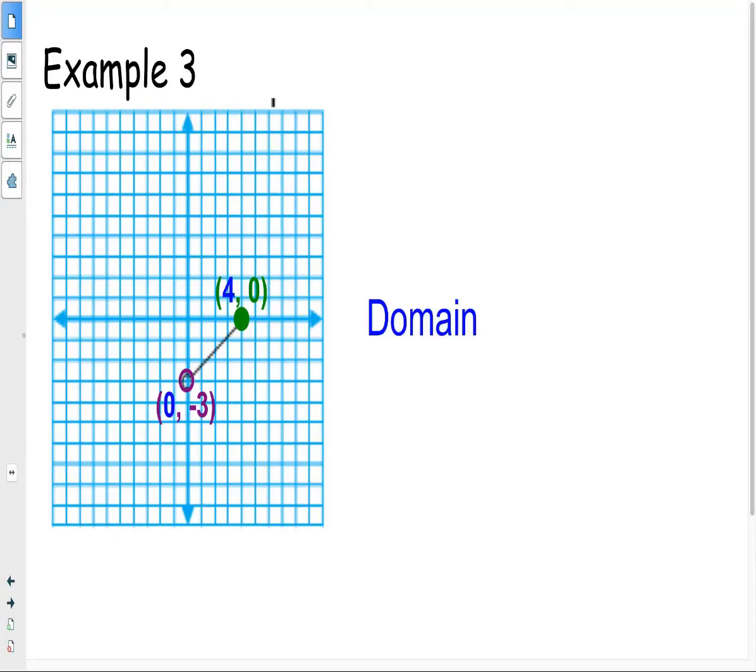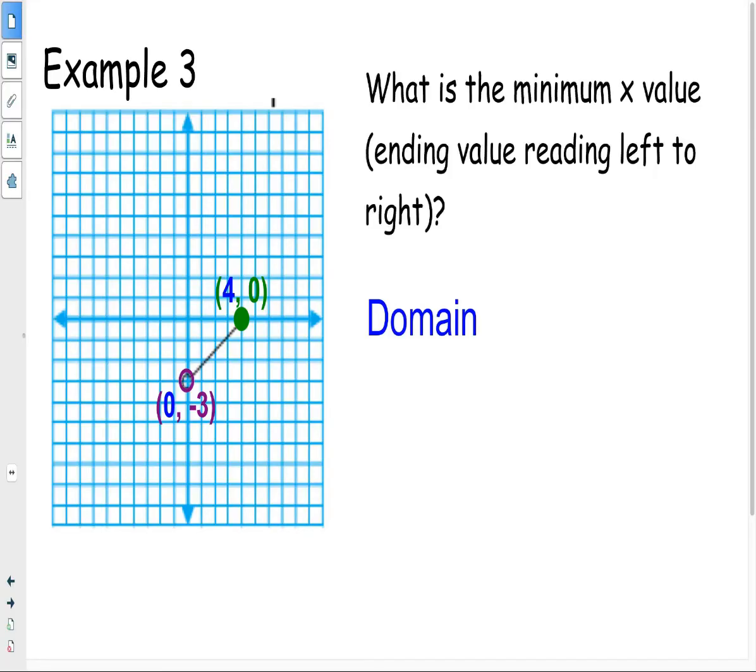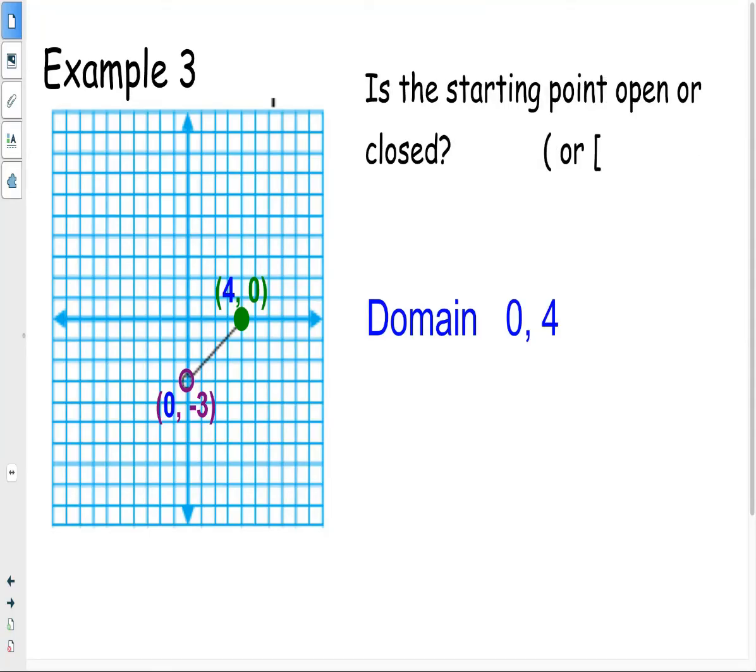Now coming up with the domain means we're focusing on the x values. Domain x. So my question for you is, which one do I list first? What's the minimum x value? Again, we're reading from left to right. So that's going to end up being 0. So then what's my maximum x value? 4.